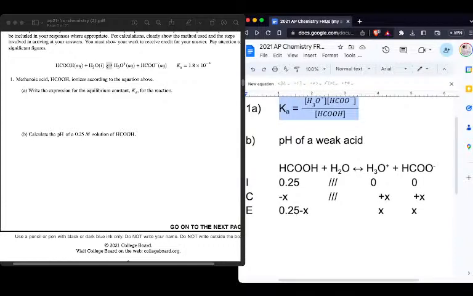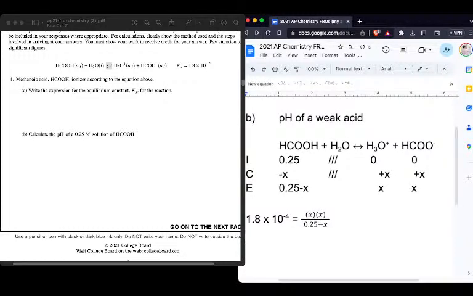Now again, for weak acids, what they're going to want to see is you plugging these equilibrium expressions into the Ka that they gave you. They gave us 1.8 times 10 to the power of -4. The concentration of H3O plus at equilibrium is just X. And again, we don't know what it is. That's what we're solving for. The concentration of conjugate base is also X. And the concentration of weak acid that is remaining is 0.25 less that same amount, X.